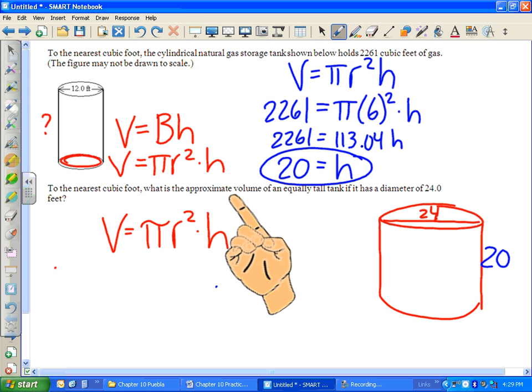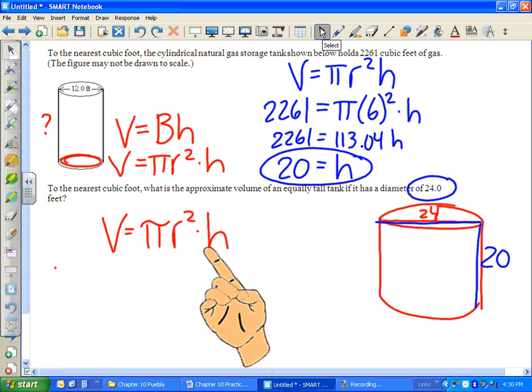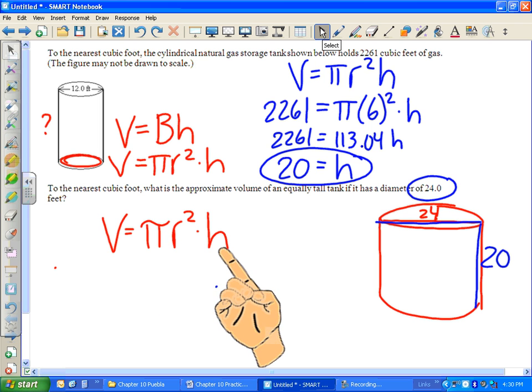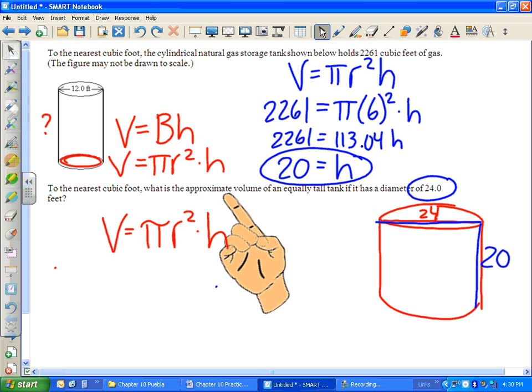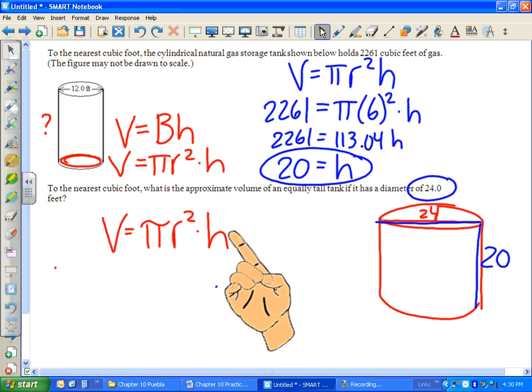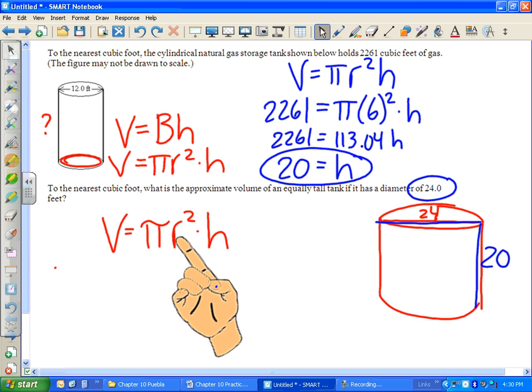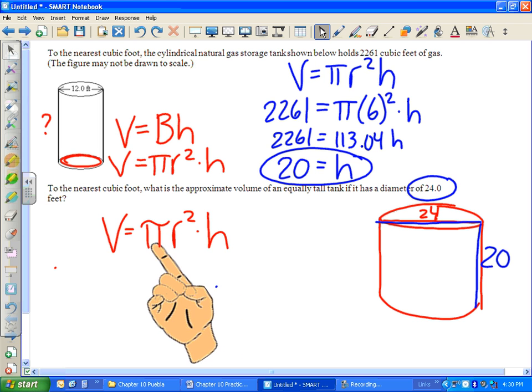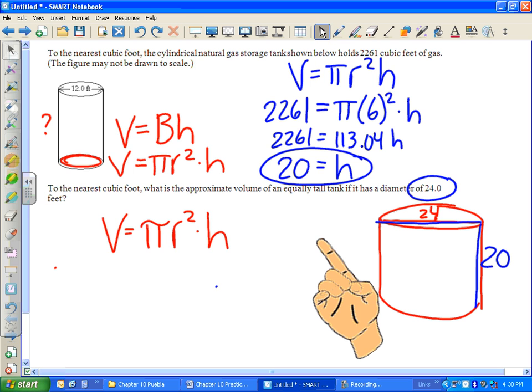And it's telling you right here, look, what would the volume be if the diameter is doubled to 24? Okay, well now I know everything that I need to know to figure out the volume, because now I know what the h is. Look, it says if it has the same diameter and the same height. So H is 20, I know my radius is 12, I know what pi is, and now I can figure out the volume.